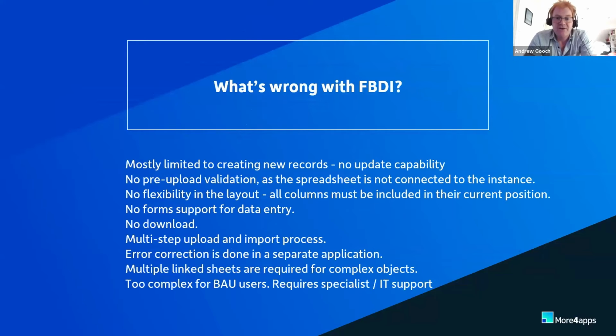Thing is, FBDI does an excellent job for its intended purpose, which is as a one-off migration tool. But the problem is for BAU, you could say it's the integration tool of last resort. It's not really suited to be rolled out to end users. So what? That's the Oracle solutions. What better options do you have?